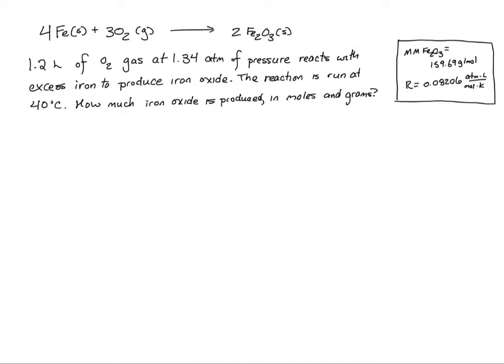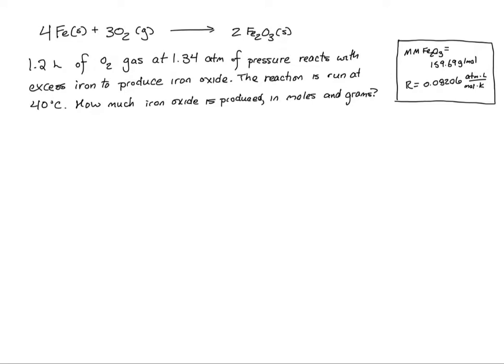In this problem, we have 1.2 liters of oxygen gas at 1.34 atmospheres of pressure reacting with excess iron to produce iron oxide, which is just rust. The reaction is run at 40 degrees Celsius. How much iron oxide will we produce in moles and grams?